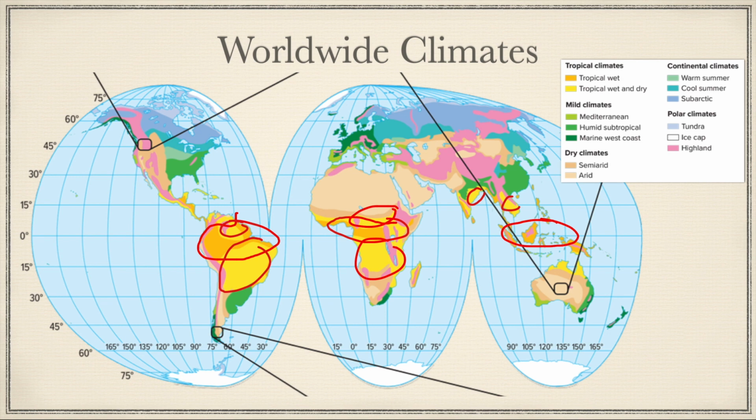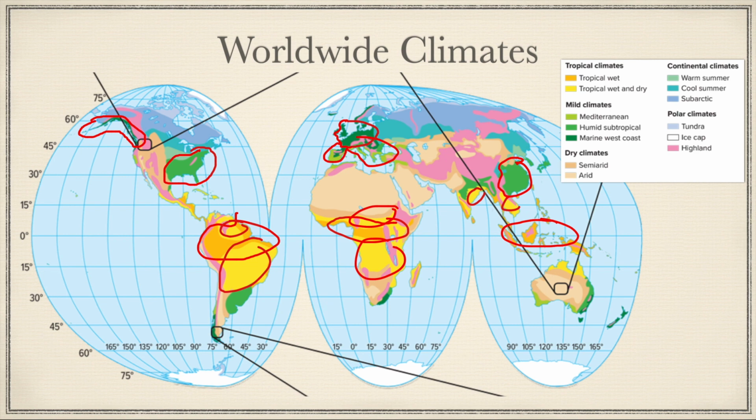Then we have our mild climates. We have the Mediterranean climate, around the Mediterranean Sea here. We have humid subtropical climates like most of the southeastern part of the U.S., and also parts of Asia here in China. Marine west coast climates, a large part of Europe it looks like, and then also all along the west coast of the U.S. and Canada.